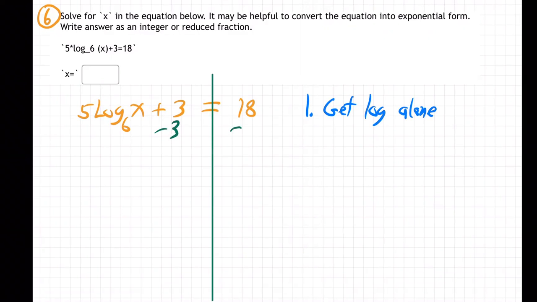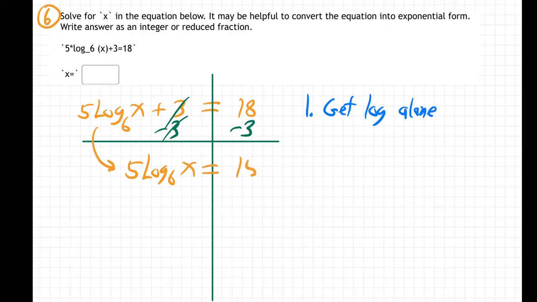Step number one, subtract 3 from both sides. Boom, boom. We get 5 log base 6 of x, let's bring that down, equals, and what's that, 15? Okay, next step to get that alone is to divide both sides by 5. Like that. Log base 6 of x equals 3.